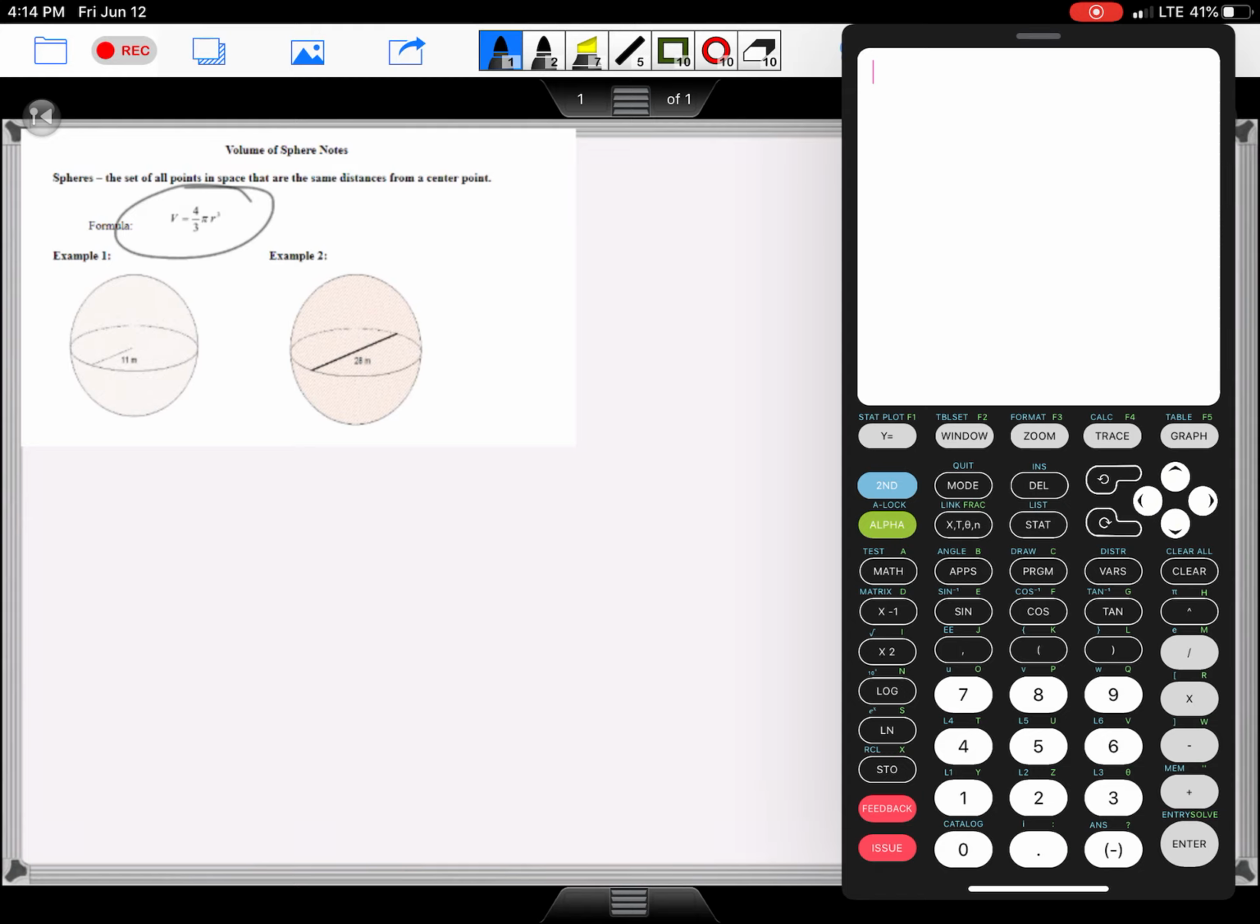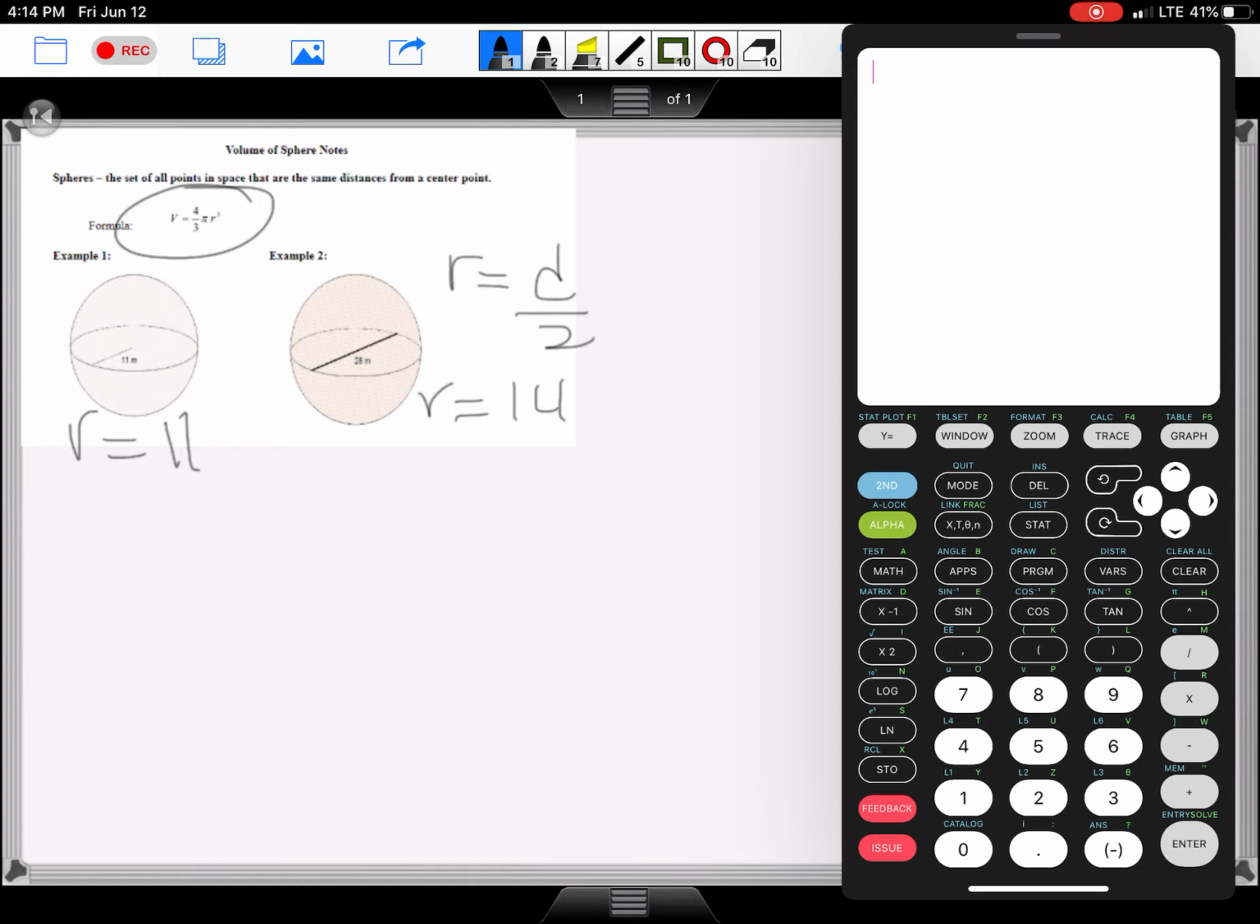So for example, number one, the radius is 11 because the radius is half of the diameter. But in example number two, the diameter goes all the way across. So that's the diameter. In order for me to find the radius, I have to take the diameter and divide by 2. So in example number 2, the radius would be 14.